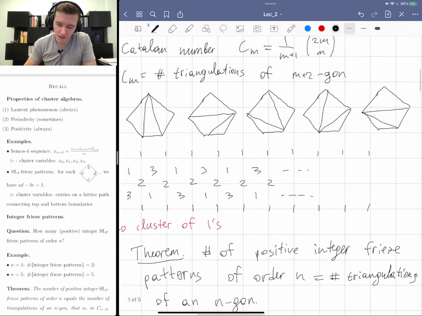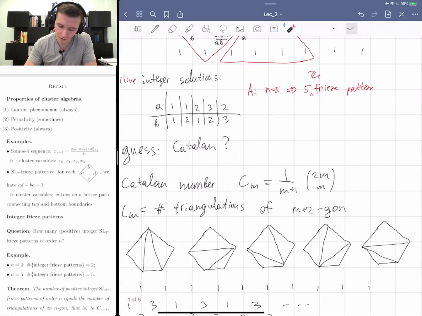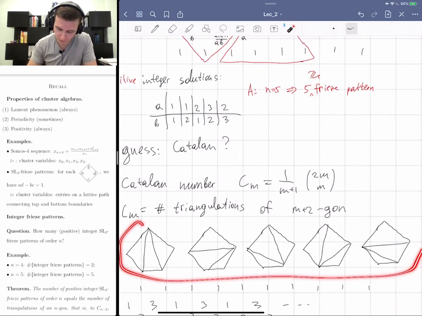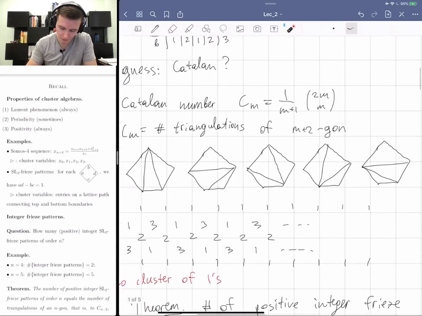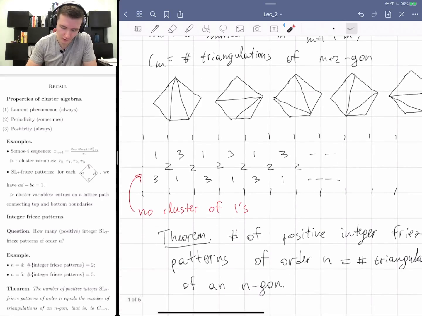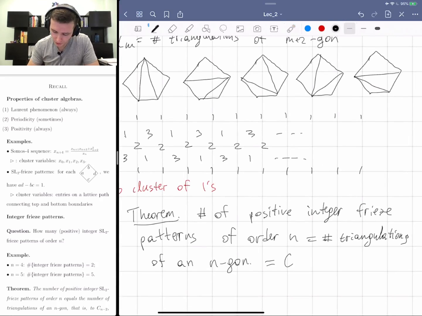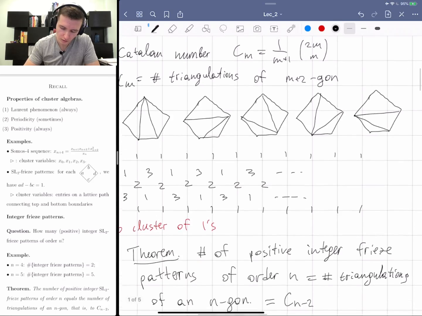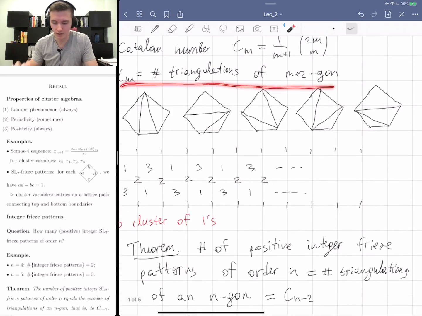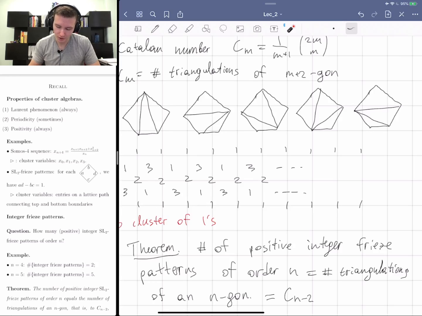So yeah, this is not a coincidence. This 5 is equal to this 5, and so for the hexagon there's going to be 14 integer frieze patterns, and so on. This number is what I would denote C_{n-2} because of this shift by 2. Okay, so one positive integer is equal to another positive integer.